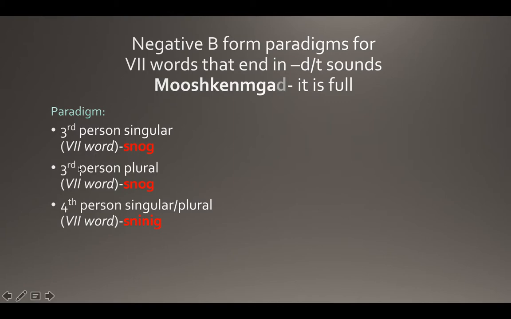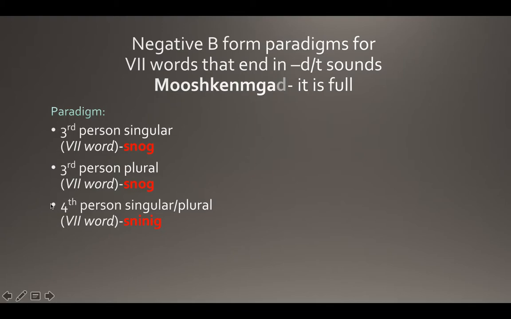For third person plural, we're going to have the noun pluralized. Then our verb, which is moshnem gud, it is full. And then we're going to drop that D sound for the B form suffix, snug. We are going to drop that D sound and use snug in its place.